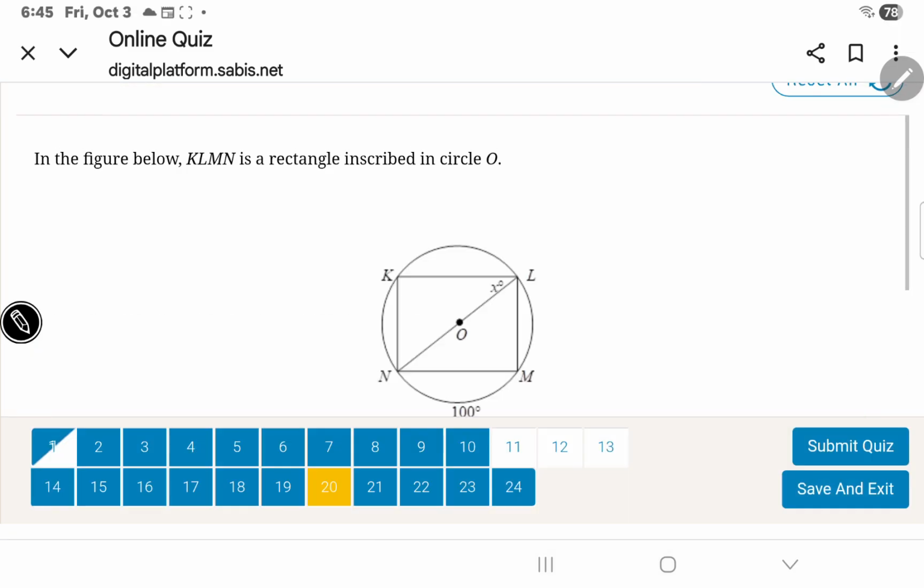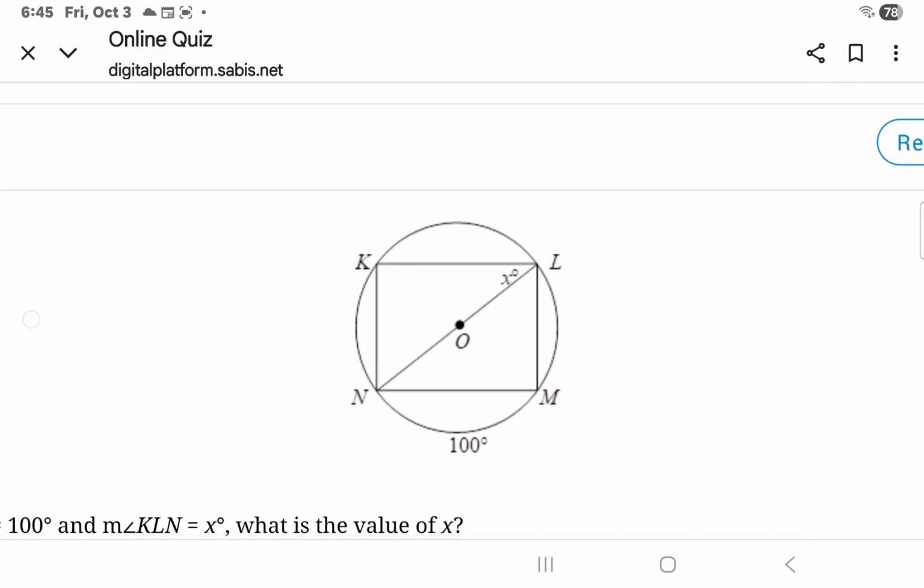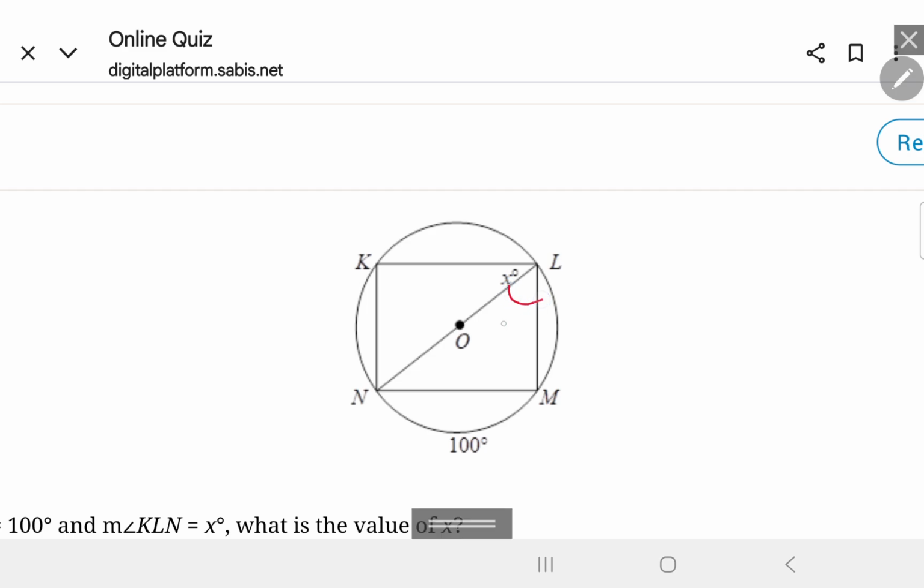Number 20, what is the value of x? First step, this angle here must be 50 because it's half the arc opposite to it. Inscribed angle is half the arc. And then the whole of this is 90, so x must be 90 minus 50, which is 40, and that is the answer.